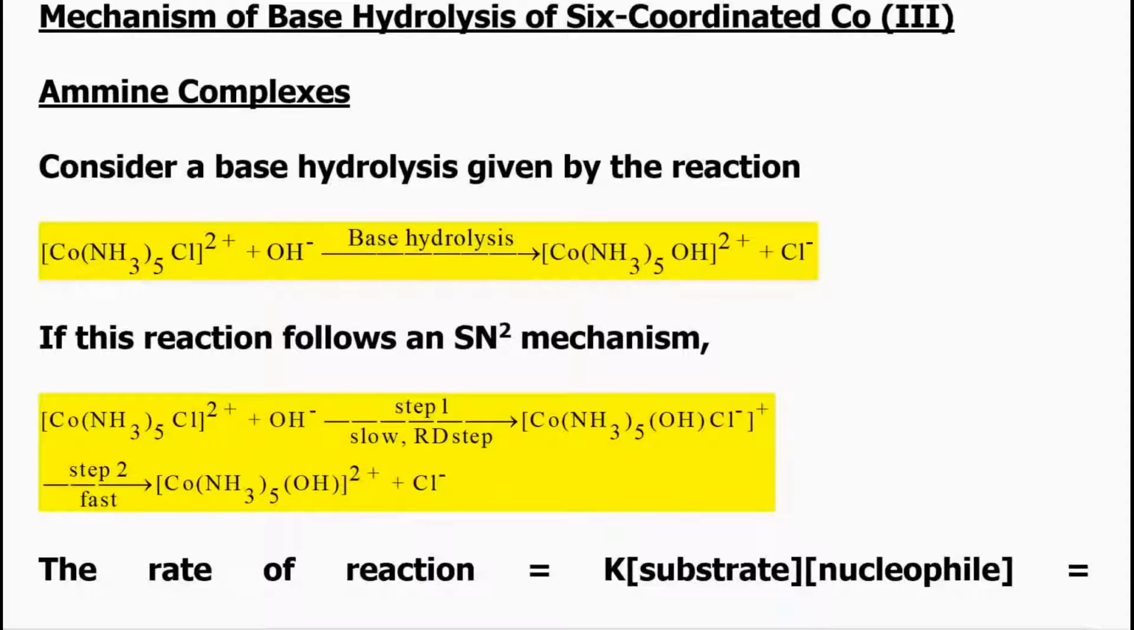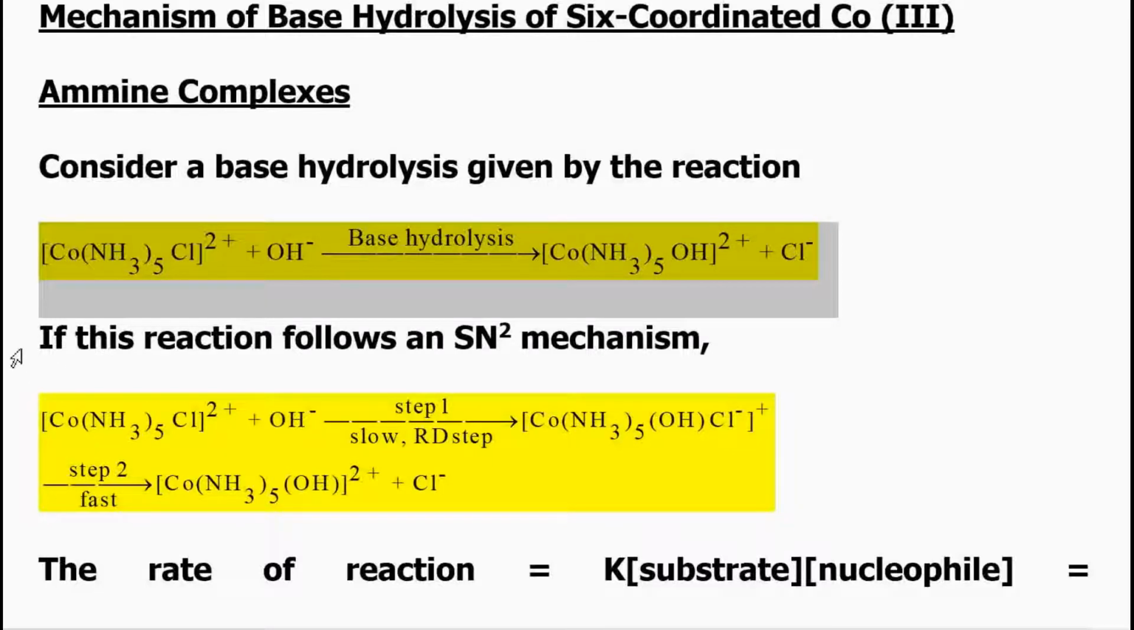Let us consider a base hydrolysis reaction on our favorite cobalt 3 amine complex. So you have [Co(NH3)5Cl]2+ plus OH-, and you will see that the chloro ligand is replaced by OH-. So this is your base hydrolysis.